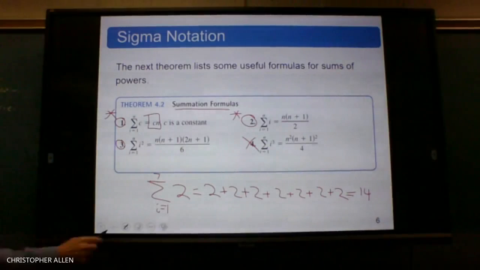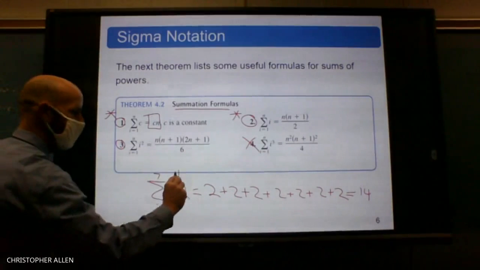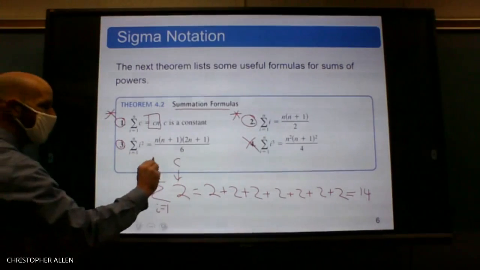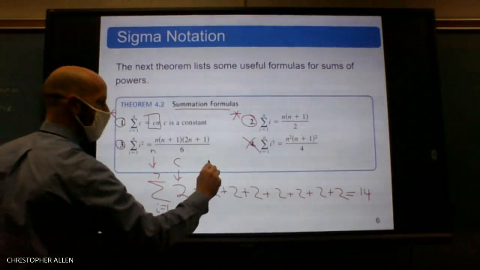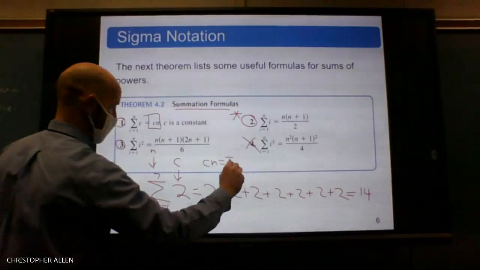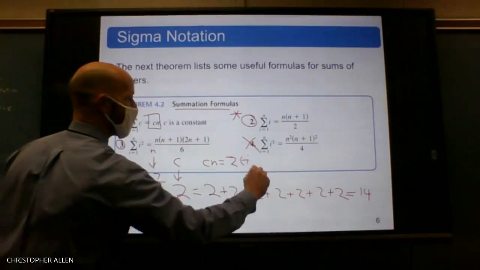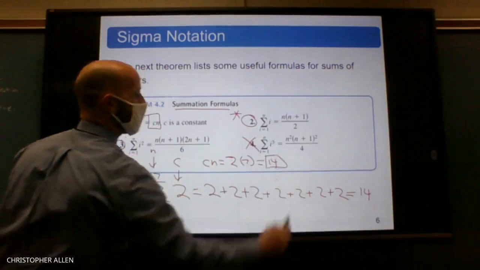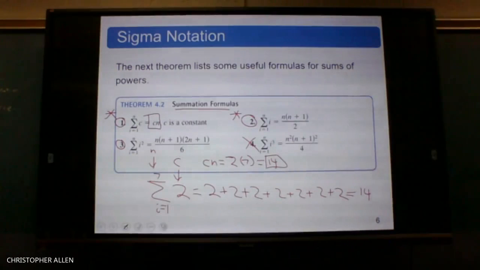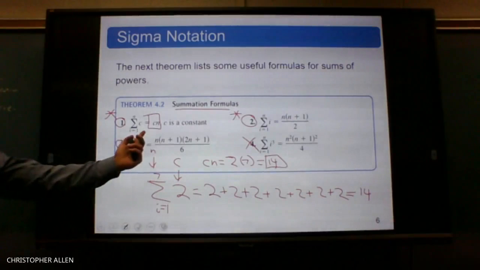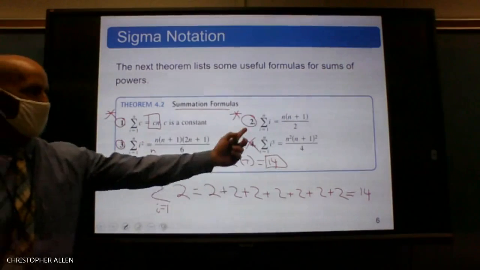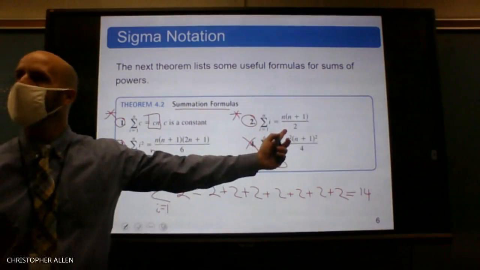But I could have just used what the formula told me the answer was. The formula just says take whatever C is. This is the C value. This is the N value. So C times N is 2 times 7, which is 14. Fair enough? Now, obviously, that one's pretty intuitive. These others, that's probably not too intuitive to you, is it?